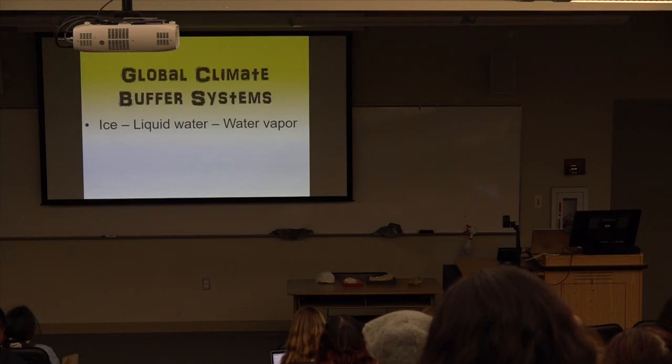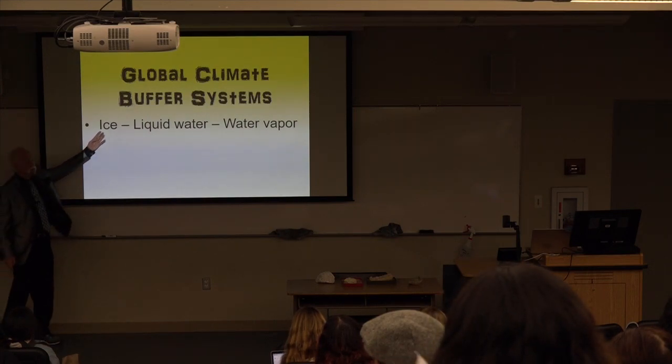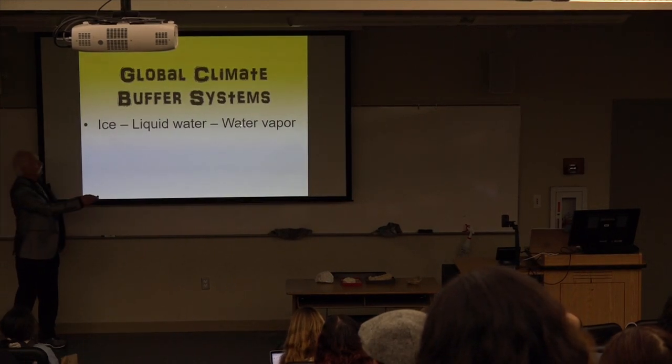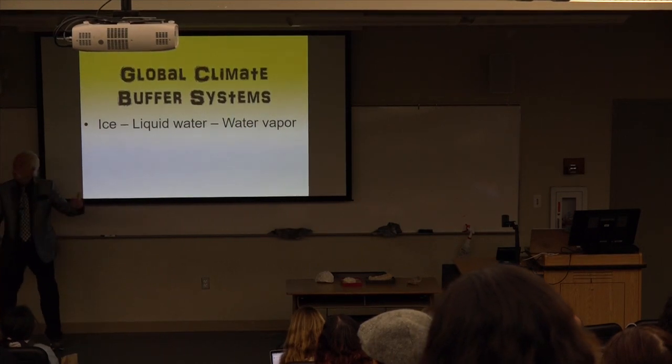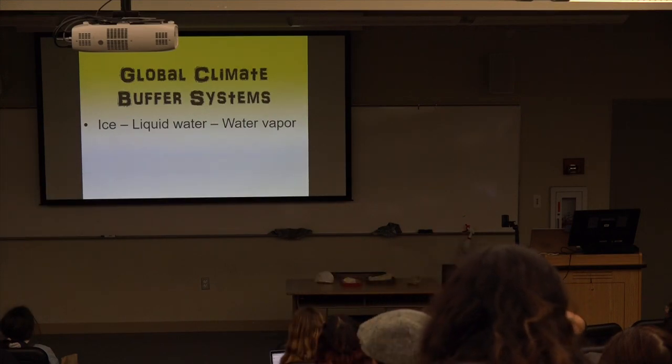So here's one everybody knows: solid ice, liquid water, water vapor. As things warm, we melt more ice. So we go back and forth over the solid, liquid, gas thing to buffer out the climate. If we have excess heat, then we melt ice and we use up a lot of that excess heat. If we need more heat, then more water vapor goes out, from gas to liquid, right? We go back and forth. It's a buffer system. It helps regulate the temperature on Earth.